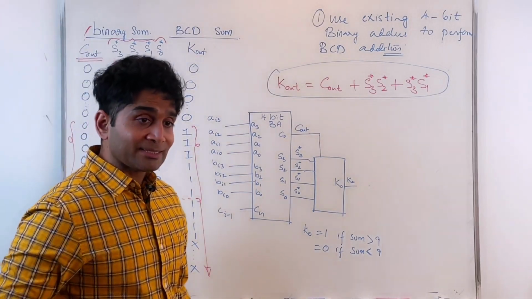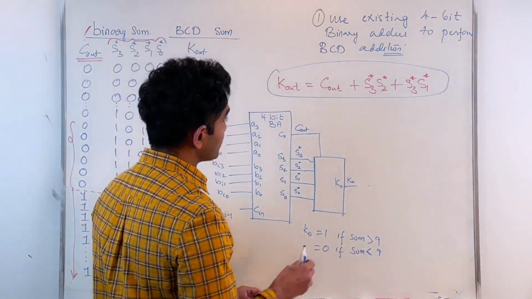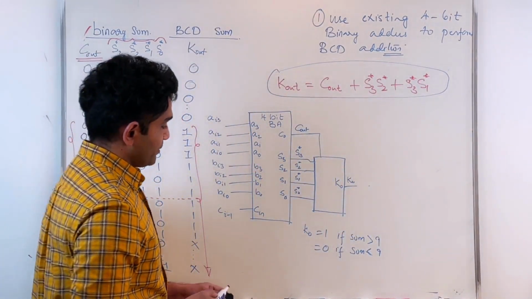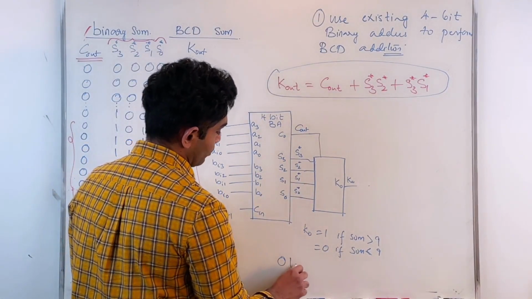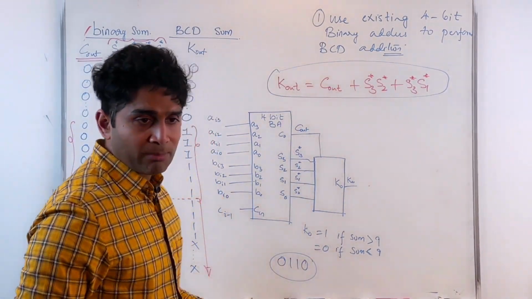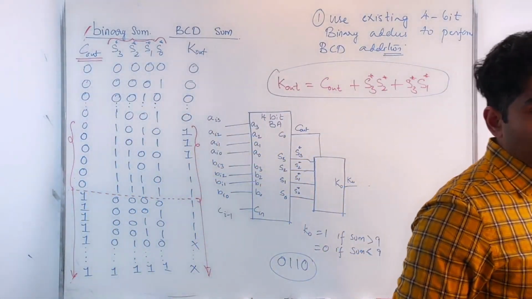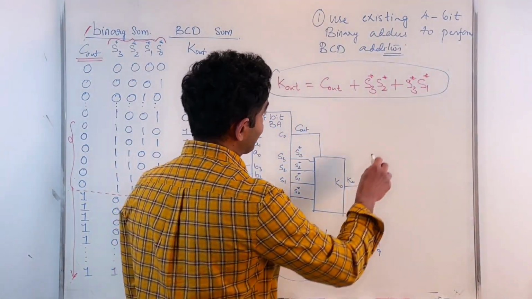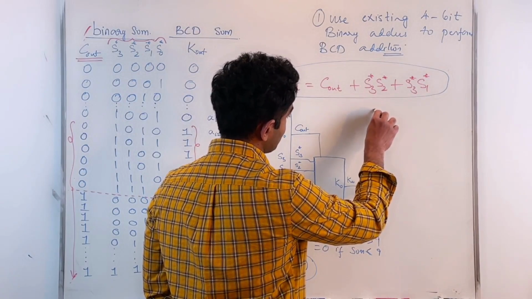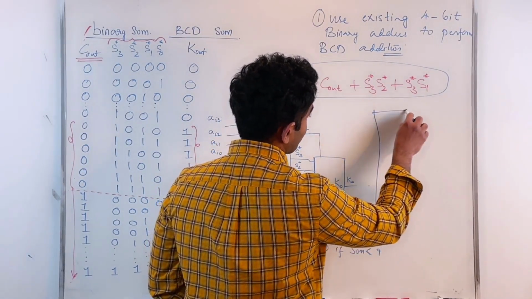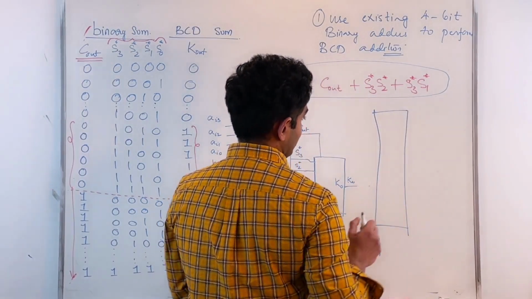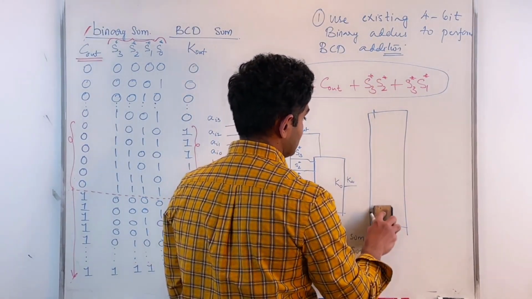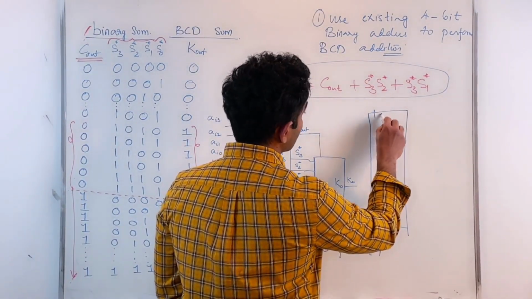Now, I need to add a 6 every time my sum exceeds 9. So I'll use another binary adder, because I'm adding 6. How am I adding 6 as a binary number? I'm taking this sum and adding that to 0, 1, 1, 0. That's 6. That's a 4-bit binary number I'm adding to this sum every time my sum exceeds 9. So I will use another binary adder here, which adds 6 to the sum. That's another 4-bit binary adder.